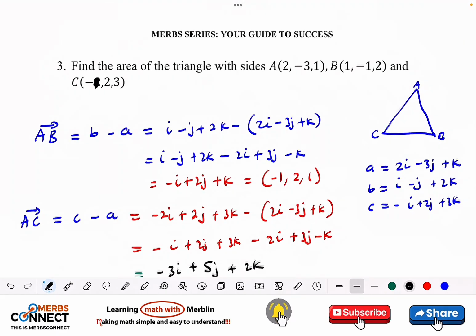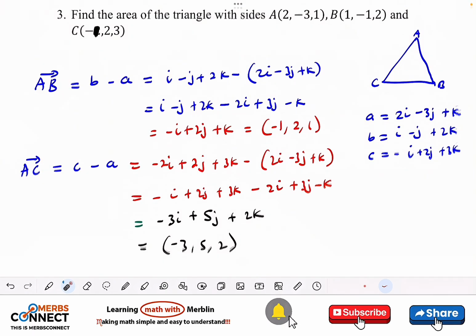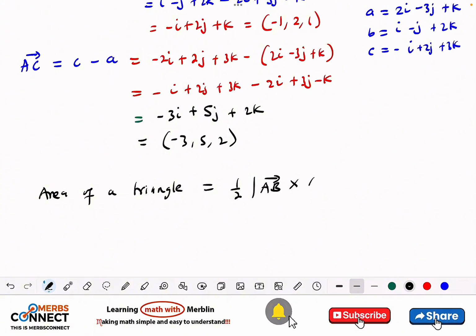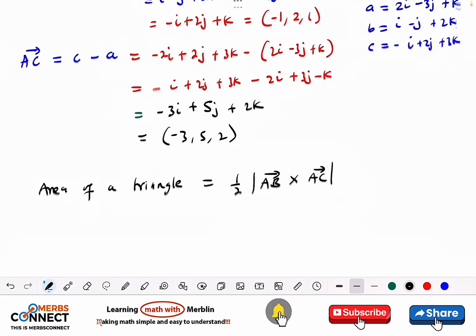So now that we have two vectors, what will be the area? The area of a triangle is equal to 1/2 of the area of what? A parallelogram, which is AB cross AC. So here what we just need to do is find the area of the parallelogram and just take half of that, and we are done.